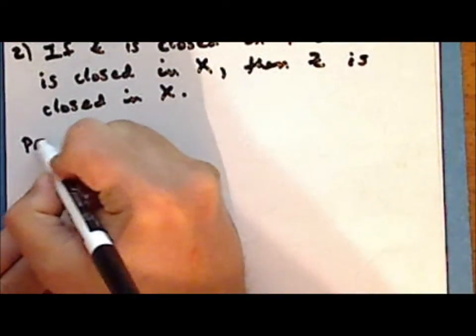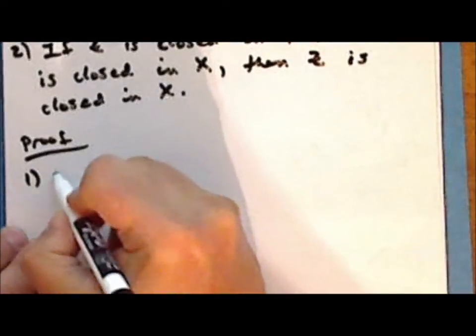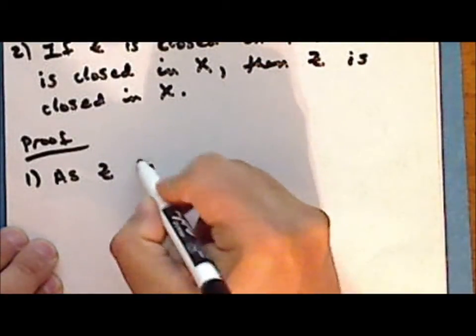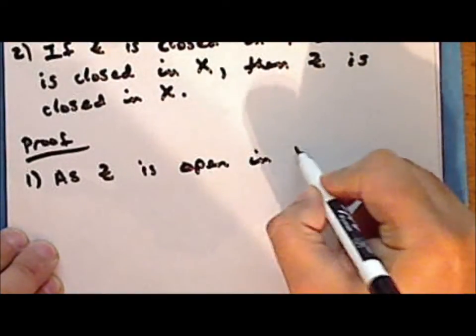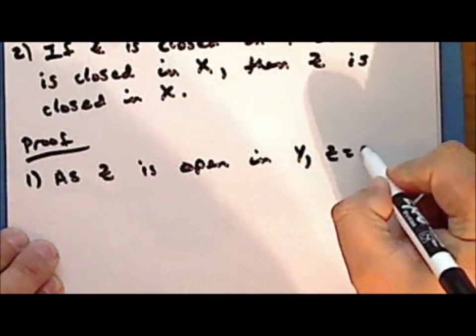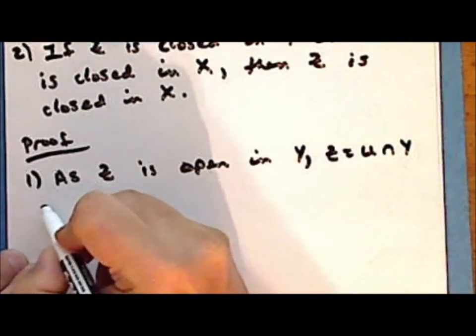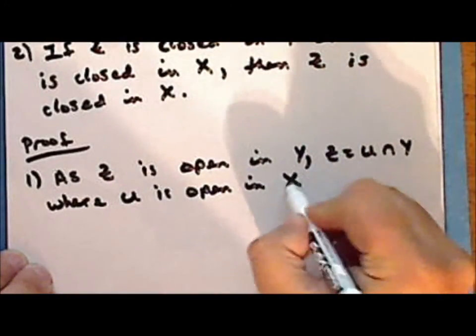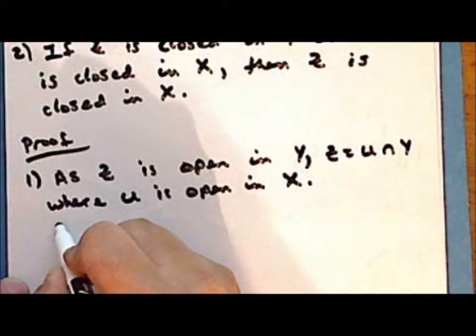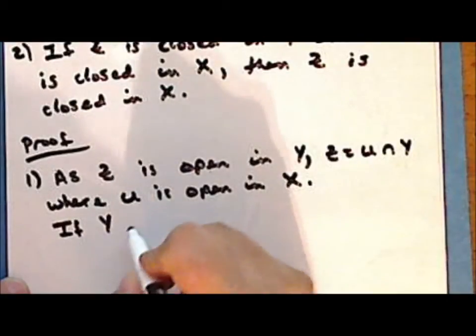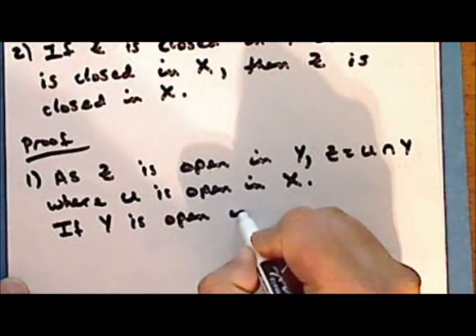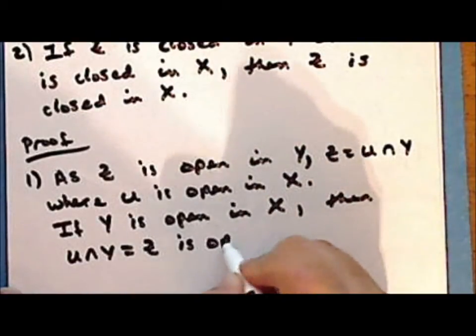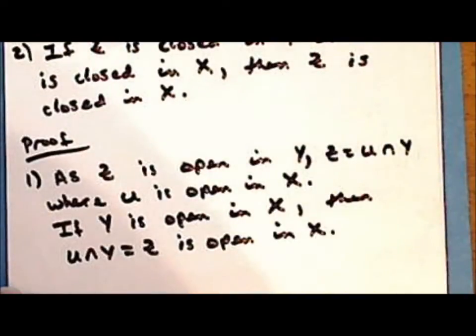So proof, first statement. As the set Z is open in the subspace Y, Z is equal to the intersection of a set U with the set Y, where U is open in the ambient space X. So if the subspace Y as a set is open in the ambient space X, then the intersection of U and Y, which is the set Z, is open in the ambient space X, as it is a finite intersection of open sets.